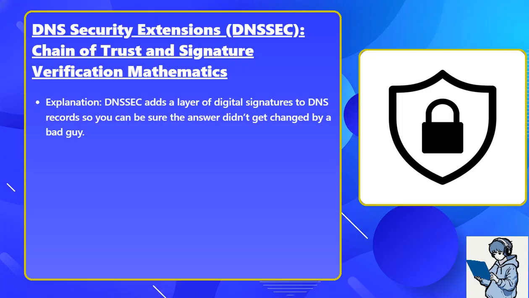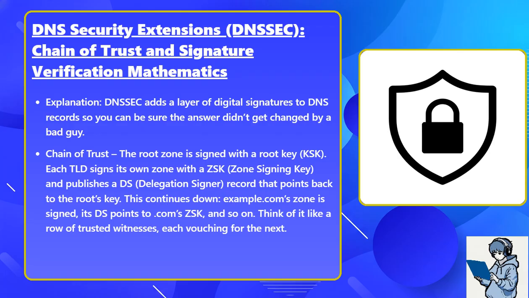DNSSEC adds a layer of digital signatures to DNS records, so you can be sure the answer didn't get changed by a bad guy. Chain of trust: the root zone is signed with a root key, the KSK. Each top-level domain signs its own zone with a ZSK, zone signing key, and publishes a DS record, delegation signer, that points back to the root's key. This continues down. Example.com zone is signed, its DS points to the .com ZSK, and so on. Think of it like a row of trusted witnesses, each vouching for the next.